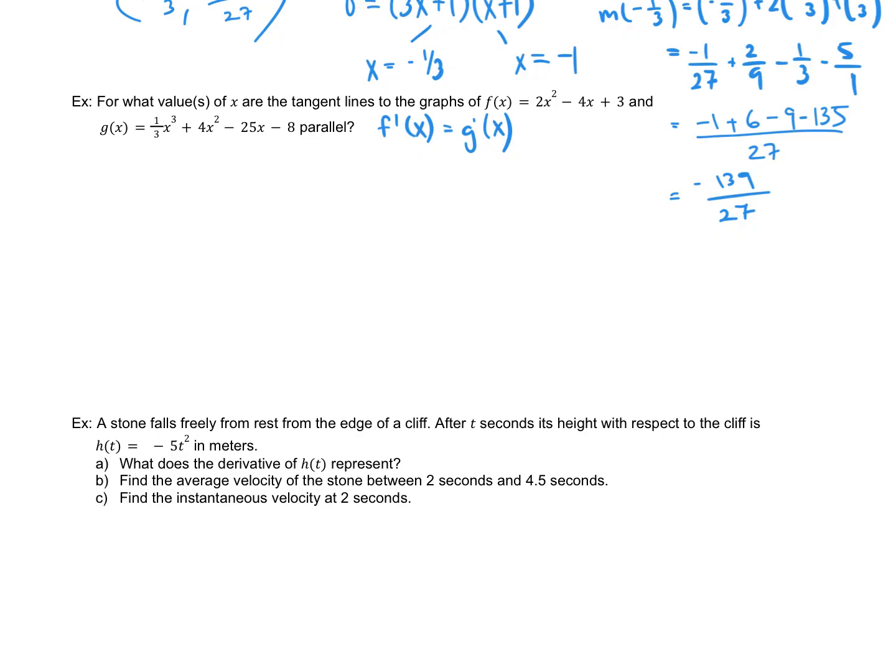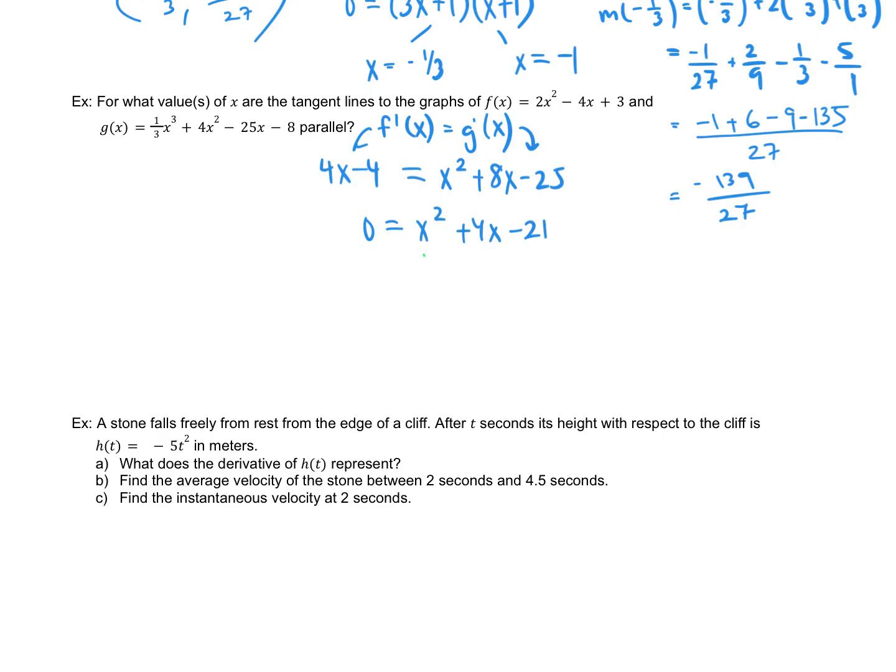So let's do it. The derivative of f at x is 4x minus 4. And the derivative of g of x, a third times 3 is 1, and then x squared plus 8x minus 25. There it is. Now I have a quadratic equation, so I'm going to bring everything over to one side. 8x minus 4x is 4x, and negative 25 plus 4 is negative 21.